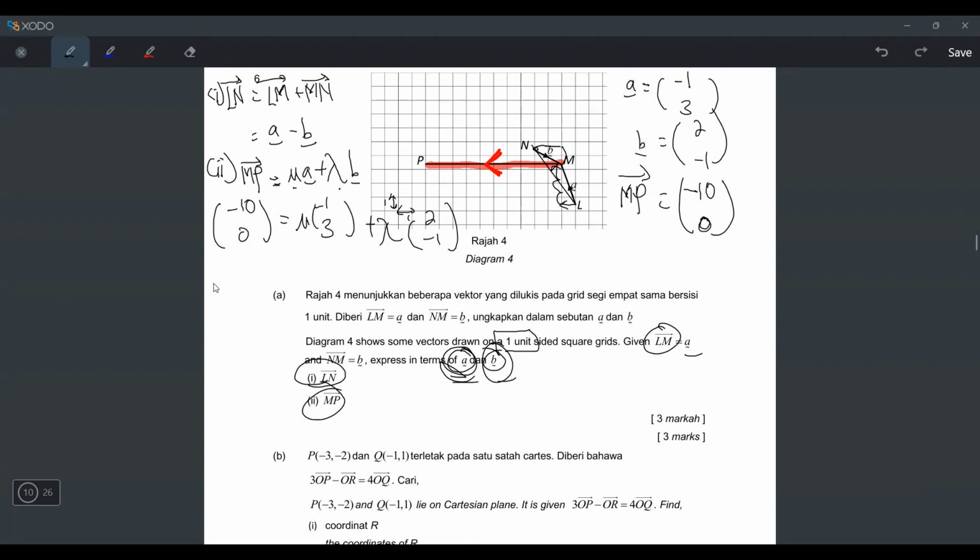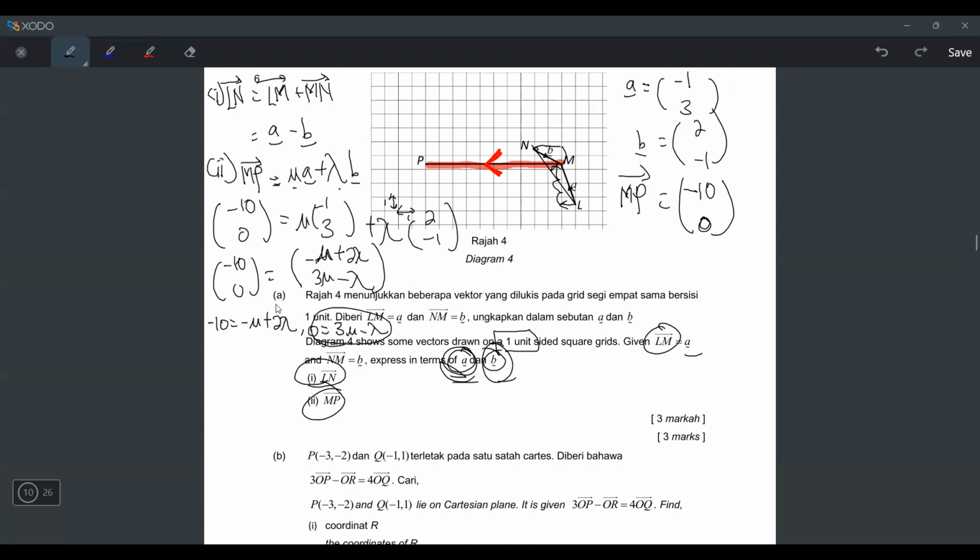Okay, now I will darat masuk. So it will be negative 10, 0 equals to darat masuk. It will be mu times negative 1, which is negative mu. And then after you times, you will tambah atas dengan atas, so plus lambda times 2, which is 2 lambda. Same here, mu times 3 is 3 mu, and then you take bawah tambah bawah, which is lambda times negative 1, which is negative lambda. Now you can compare, or you can take atas sama dengan atas, bawah sama dengan bawah. So negative 10 equals to negative mu plus 2 lambda. And the other one is 0 equals to 3 mu minus lambda.